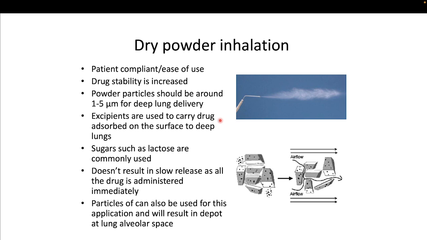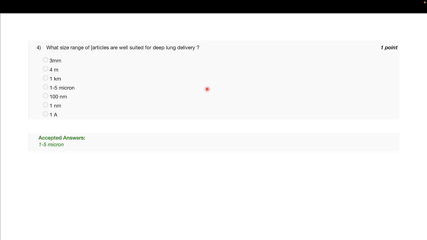If you've gone through the material in the lectures, you would have come across this slide where it talks about dry powder inhalation, and here it's mentioned that powder particles should be around 1 to 5 micron to reach the deep lungs. I hope this is clear. Okay, no doubts here. Then I'll move on to the next question.